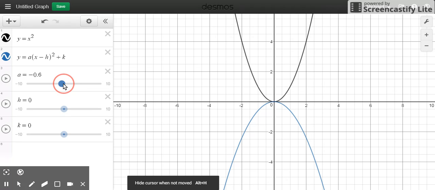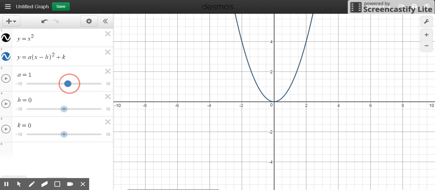So let's move that back to the parent graph now. So let's move a back to 1. And there it is. Okay, so let's see what happens when we have h and k. So what do you think h is going to do to the graph? When I move it, as h gets larger, it moves to the right. As h gets smaller, it moves to the left.